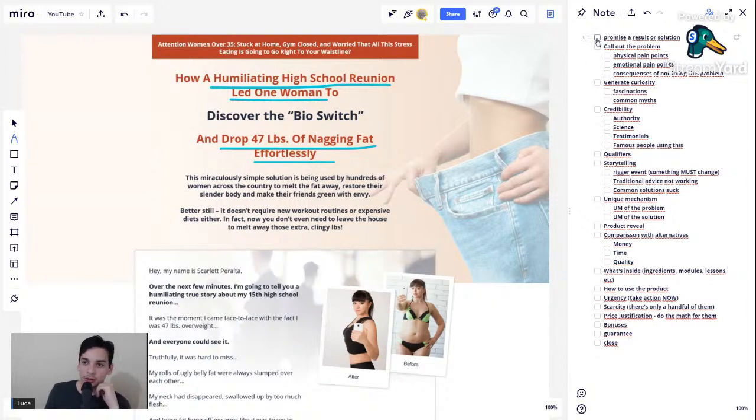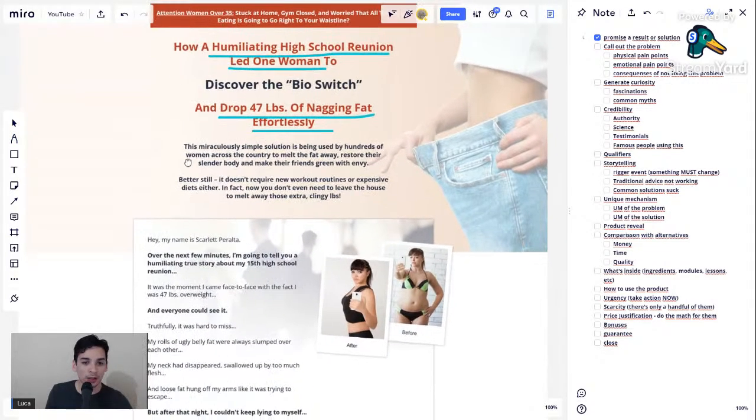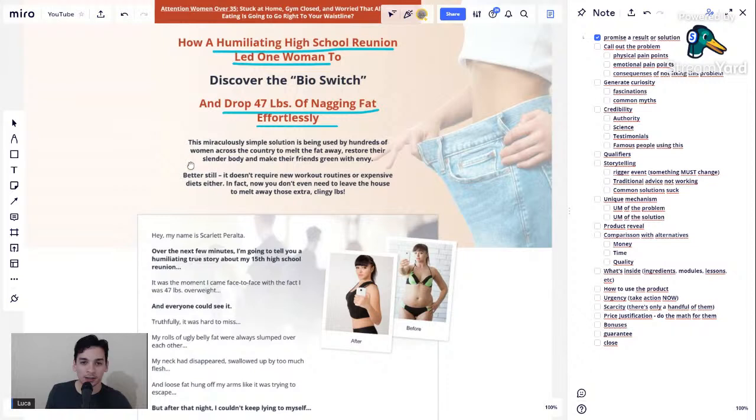So we are going to check this box, which is the promise. You have to make a promise, and that's exactly what is happening here. This miraculously simple solution is being used by hundreds of women across the country to melt the fat away, restore their slender body, and make their friends grin with envy.